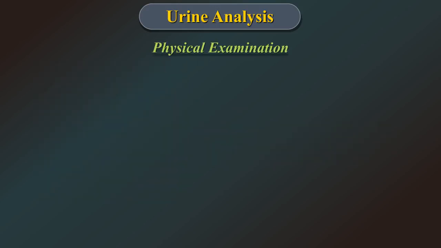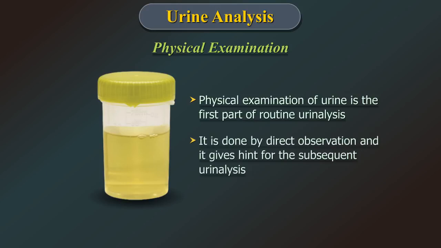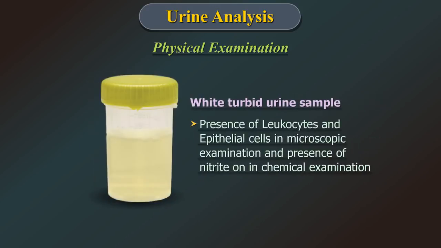Physical examination. Physical examination of urine is the first part of urine analysis. It is done by direct observation and it gives a hint for the subsequent urine analysis. For example, white turbid urine sample may suggest to the technician the presence of leukocytes, that is, pus cells, and or epithelial cells in microscopic examination, and presence of nitrite on a chemical examination.